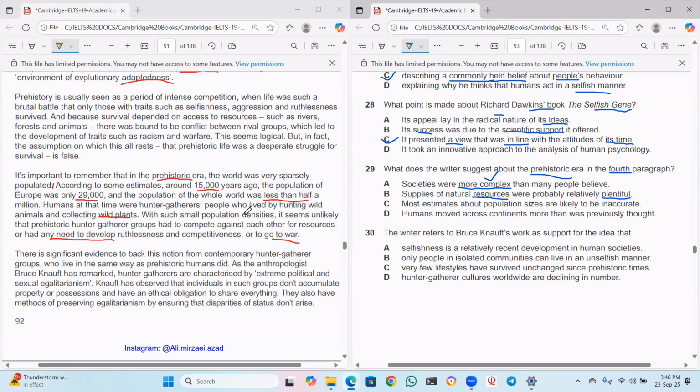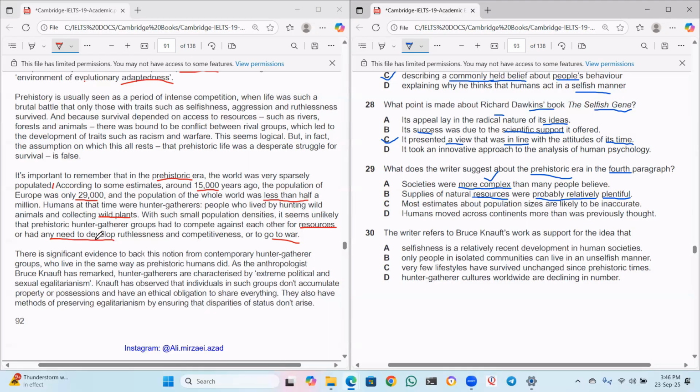Resources, where did he talk about those resources? It is here, right? So, with such small population densities, it seems unlikely that prehistoric hunter-gatherer groups had to compete against each other for resources. So, the population was very less. So, why would they compete against each other for resources? Resources are plenty, right? All over the world, supplies of natural resources were probably relatively plentiful. Yes, probably and relatively. So he is giving an estimation, maybe like that. So it is not confirmed here. So that's what he said.